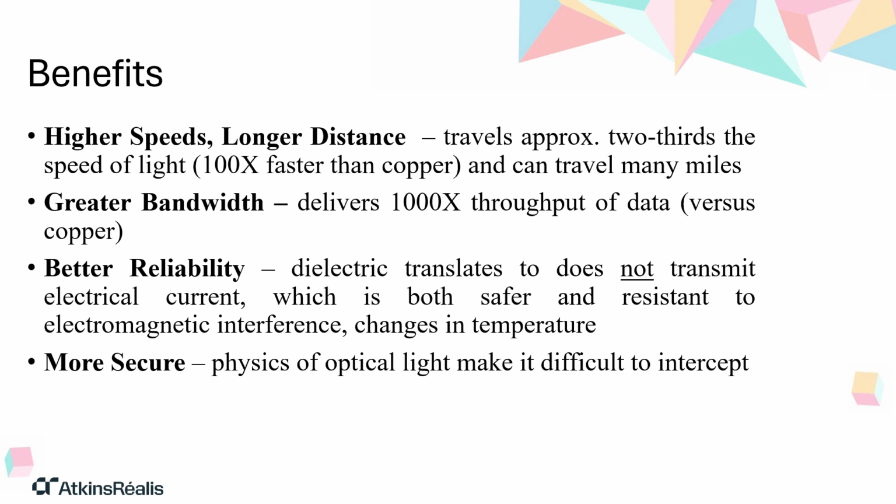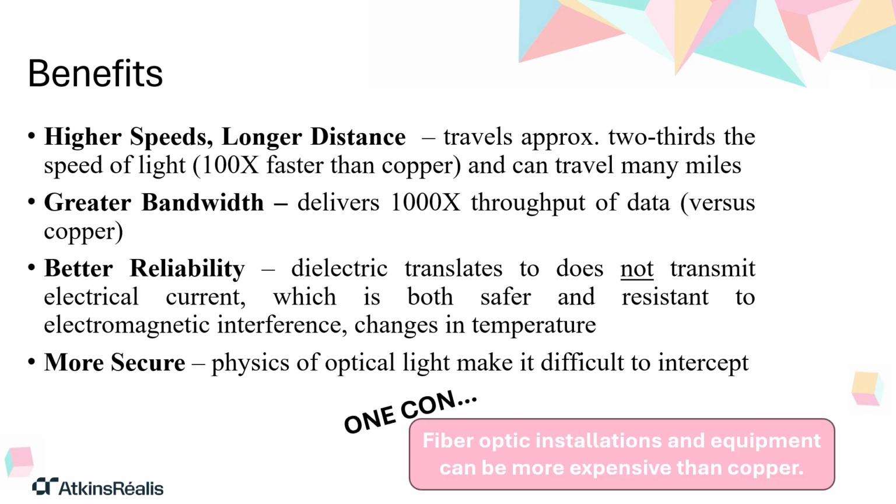And finally, fiber optics is more secure. The physics of optical light traversing from point A to point B make it really difficult to intercept by anyone who may be ill-intentioned. There is a con with fiber optic communications though, and that is the cost. Versus traditional copper, fiber optic installations and the equipment associated with it can oftentimes be much more expensive.